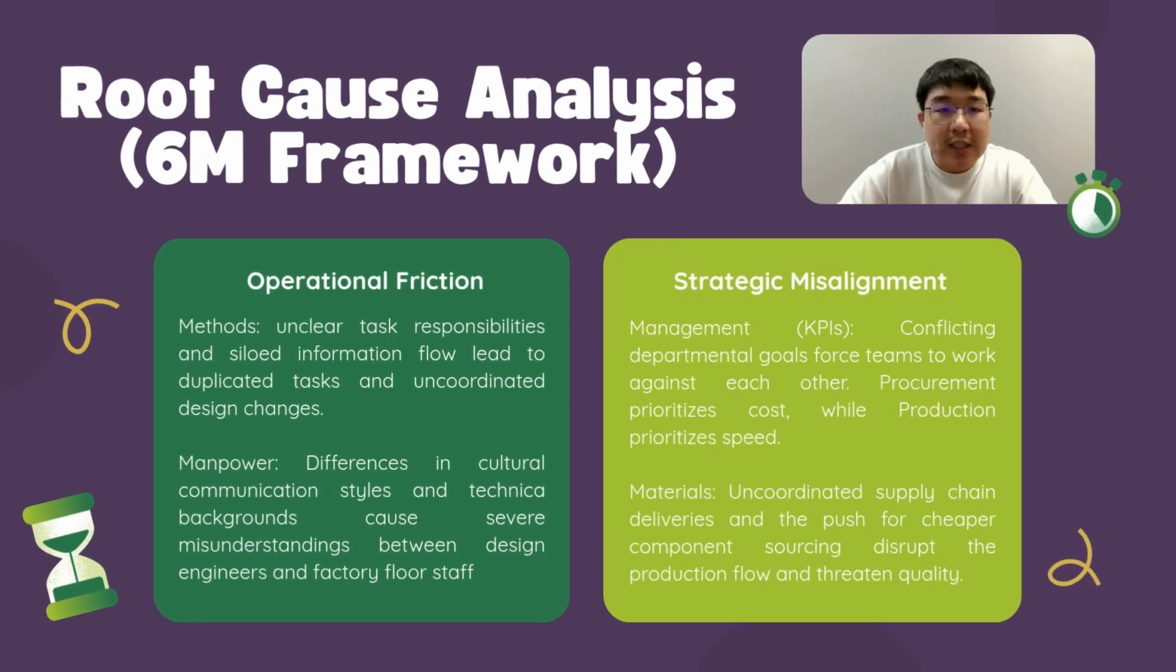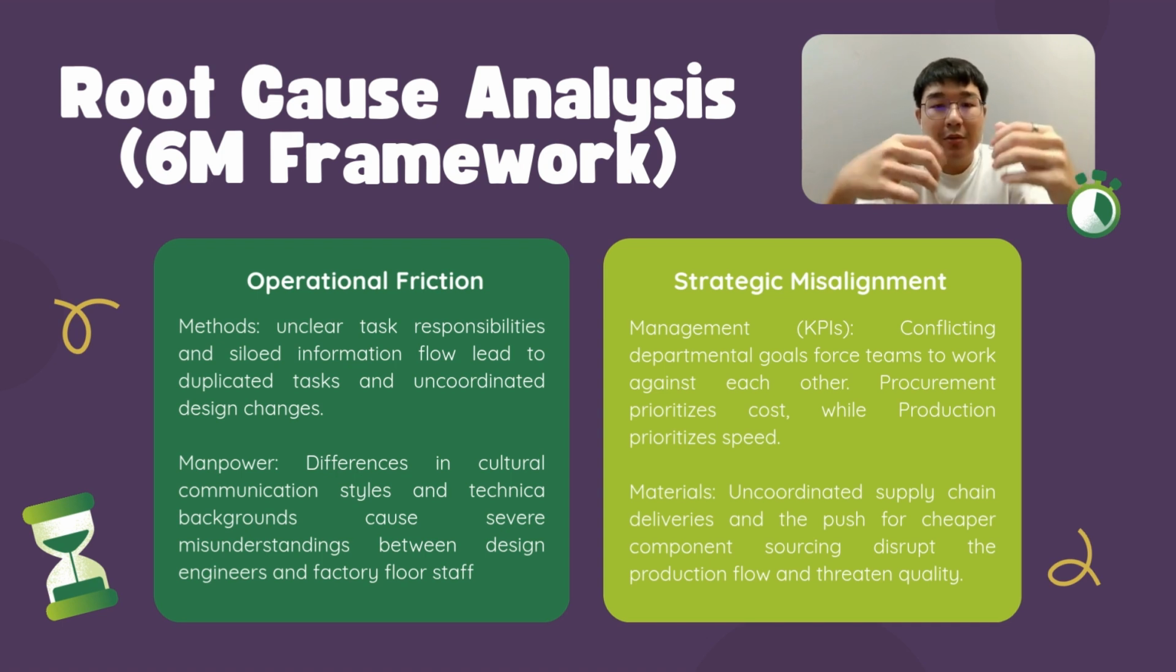So moving on to the root cause analysis, we utilized the 6M framework, which is we designed a fishbone diagram, which you can see mapped out on the fishbone diagram. We categorized the issue into two main areas, operational friction and strategic misalignment. Under operational friction, we identified method as a problem area. Unclear task responsibility and siloed information flow led to duplicated tasks and uncoordinated design changes.